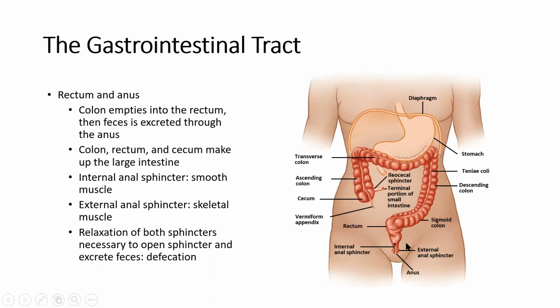So I kind of want to correlate the sphincters here with the sphincters that we saw in the esophagus, in the pharynx. So just like what we saw in the upper esophagus, where we have that sphincter made of skeletal muscle that we can voluntarily control, and just like what we saw even in the urethra, right? The sphincter that empties the urethra, that allows us to void the bladder.